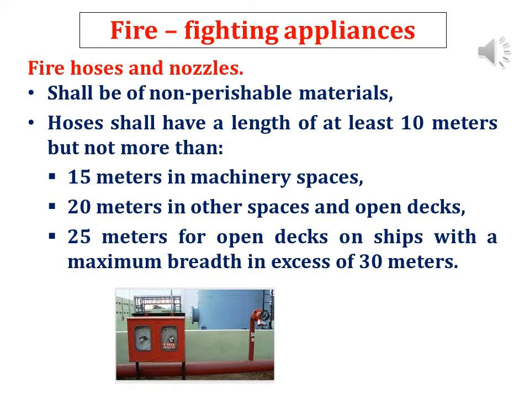Fire hoses and nozzles shall be of non-perishable materials. Hoses shall have a length of at least 10 meters but not more than 15 meters in machinery spaces, 20 meters in other spaces and open decks, 25 meters for open decks on ships with a maximum breadth in excess of 30 meters.